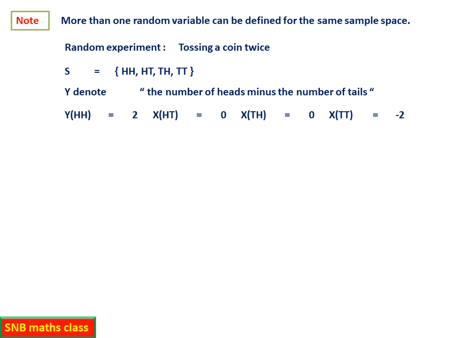So like that we can define any number of random variables for the same random experiment. So this is another important thing. Y is a random variable taking the values minus 2, 0 and 2. So this is another understanding you should have: you can define any number of random variables for a given random experiment.